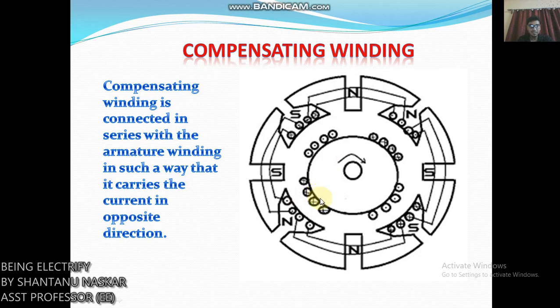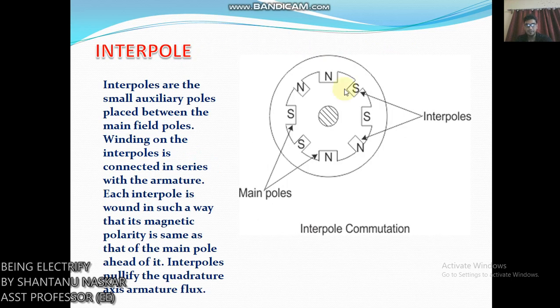The compensating winding is connected in series with the armature winding in such a way that it carries the current in the opposite direction. Now interpoles. So these are the interpoles. These are the main poles. Interpoles are small auxiliary poles placed between the main field poles. The interpole winding is connected in series with the armature. Each interpole is wound in such a way that its magnetic polarity is the same as that of the main pole ahead of it. Interpoles nullify or neutralize the quadrature axis of the armature flux.